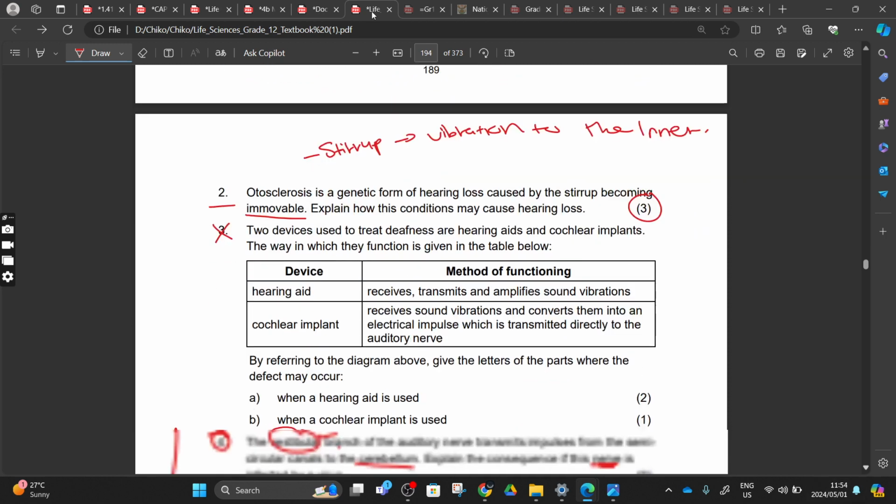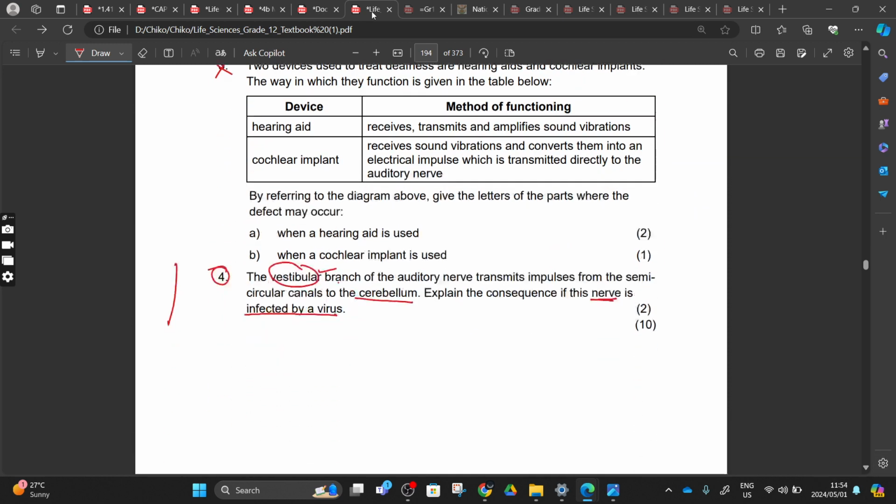So we're just passing by here. If you did this, thank you. If you didn't do this, we're just passing by. Today we'll be focusing on our previous question papers, right? So I also asked you to go and try number 4. Number 4 was the vestibular branch.